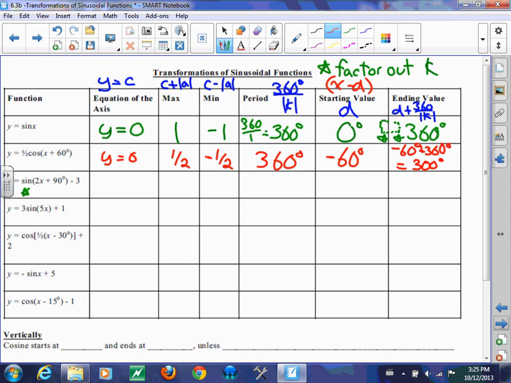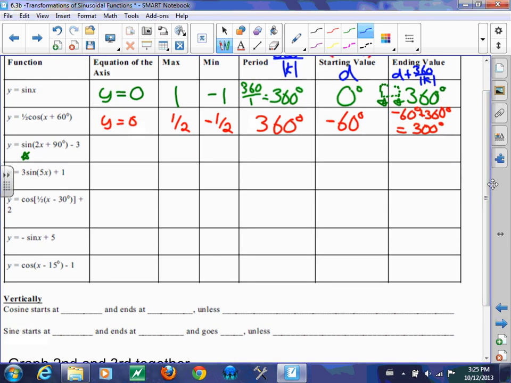All right. Taking a look at our next graph. Before we look at this, we should notice that we need to factor out K. How can you tell you need to factor out K? Because it's got 2x plus 90, so it's not factored out. So you're going to go y equals sine of 2 times x plus 45 degrees, and then minus 3. And I apologize, I need a second set of brackets in there. There we go.